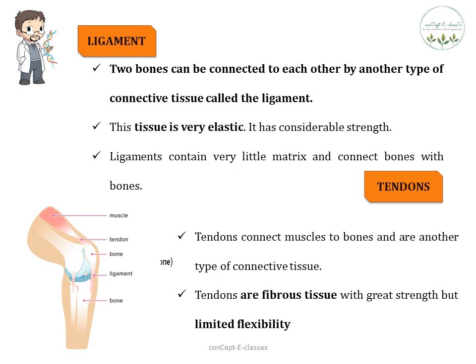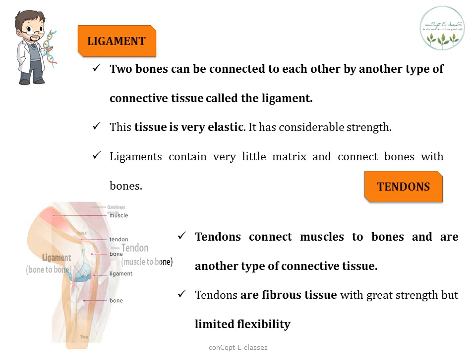In the case of tendons, the tendons connect muscles to the bones, and it's another type of connective tissue. So a tendon is a connective tissue that connects the muscles to the bones. If ligaments connect bone to bone, tendons connect muscles to bone. The tendons are fibrous tissue with great strength, but they are not very flexible. They only have limited flexibility.